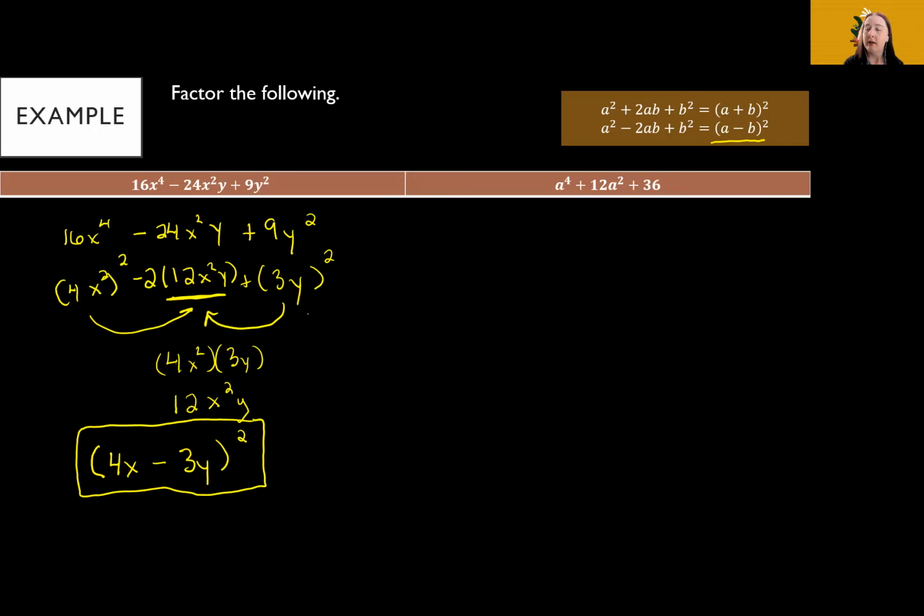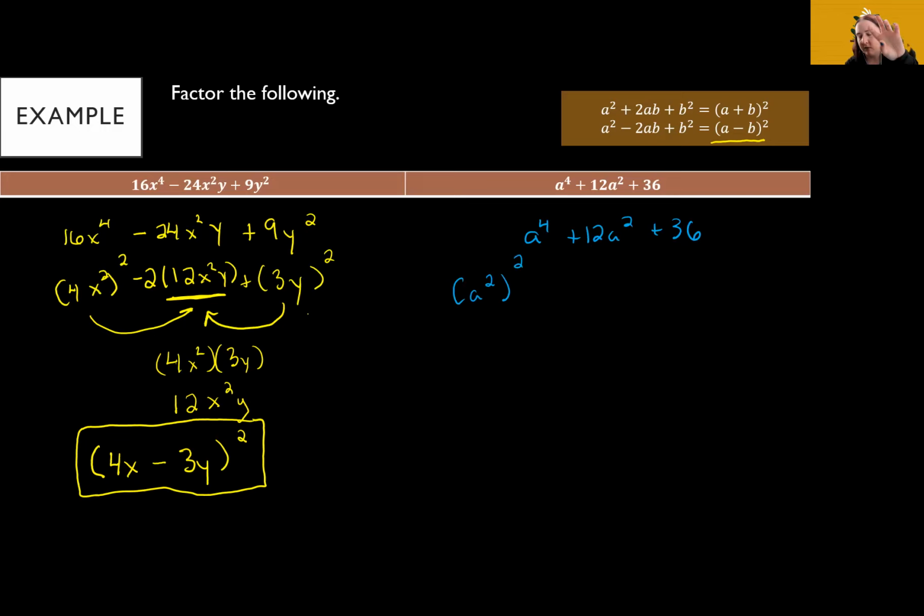Now the one on the right, same sort of deal. And the one on the right is actually easier because we don't have multiple variables. We still have something to the fourth, which doesn't necessarily look like something you can take the square root of, but it's an even exponent. So even exponents you can take square roots of. So if we check that this is a perfect square trinomial, we have a to the fourth plus 12a squared plus 36. So a to the fourth is a squared squared.